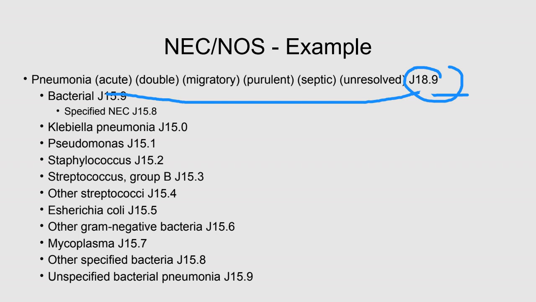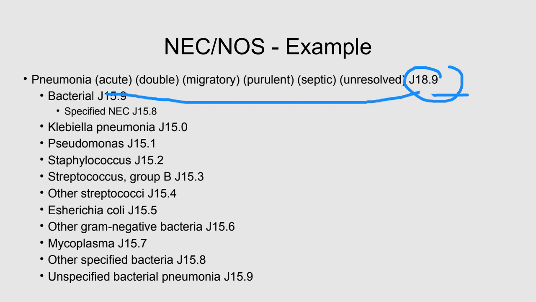On the other hand, the documentation may state pneumonia due to Peptostreptococcus. Peptostreptococcus is listed in the alphabetic index with code J15.8. But if you look at J15.8 in the tabular list, it's entitled pneumonia due to other specified bacteria. Peptostreptococcus is not even listed, even as an inclusion note under the code. However, since the index sent you there, you know this is the correct code to use. This is the NEC code, so other conditions that don't have a specific code are sent to J15.8.